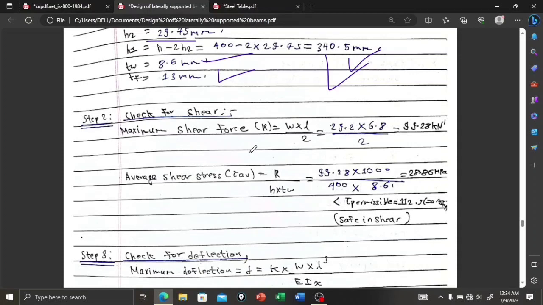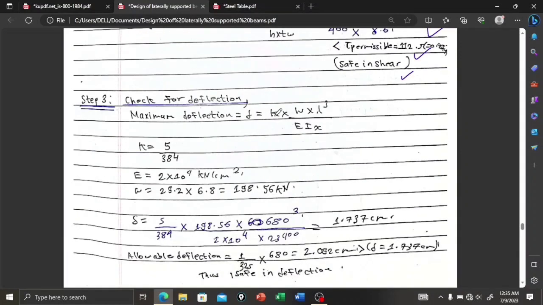R is WL by 2. W is 29.2, L is 6.8, and 2, is 99.28 kN. Average shear stress is R divided by D into TW. It is 28, which is less than 112.5. So safe.